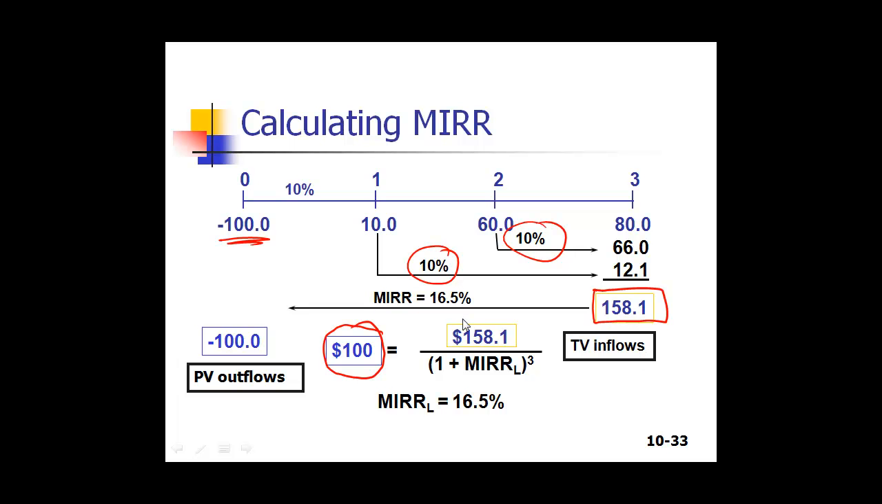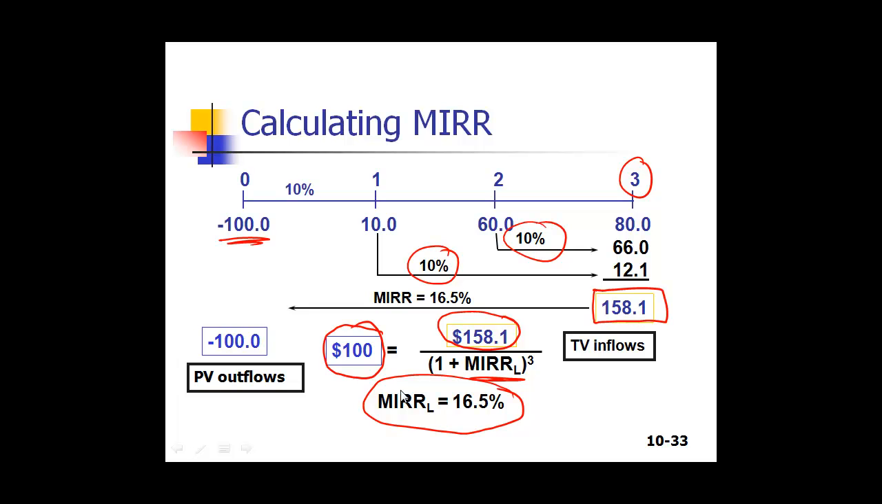Now, 158 is the terminal value at time t equal to 3. Is this the beginning of year 3 or the end of year 3? These are always end of year. So you figure out what is the discount rate at which the present value of 158 becomes equal to 100. So that is your MIRR.